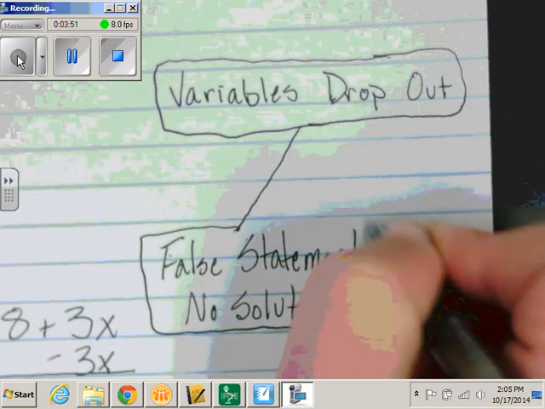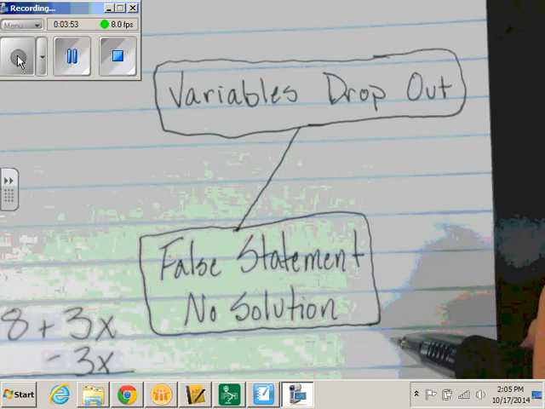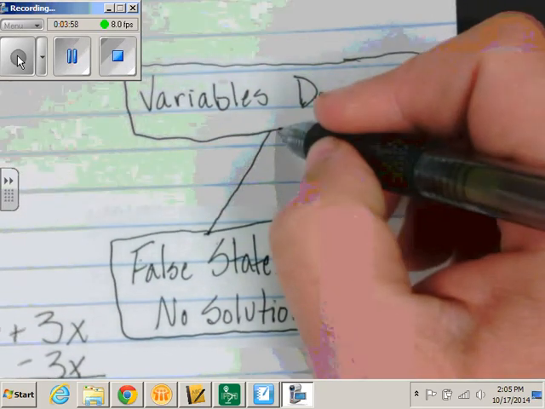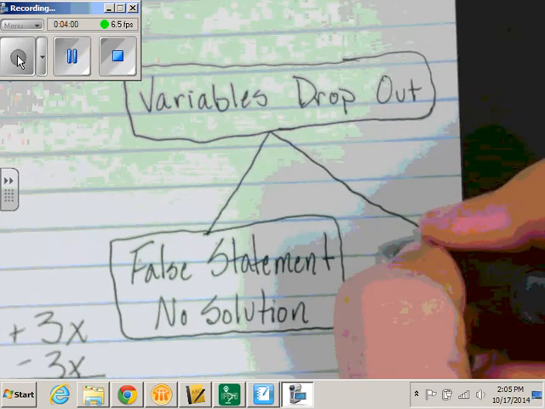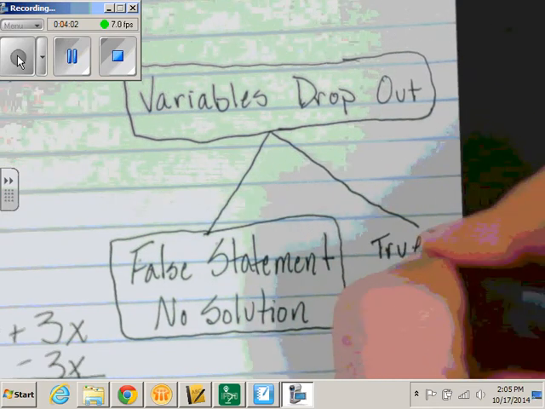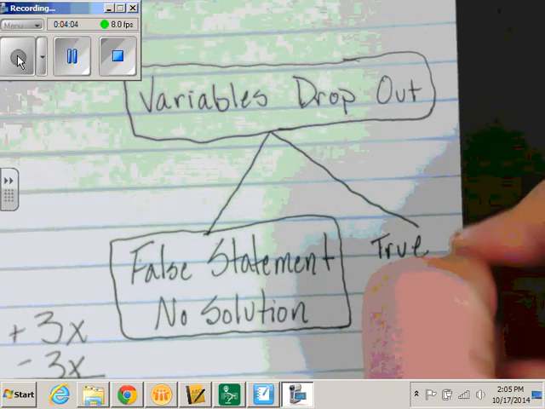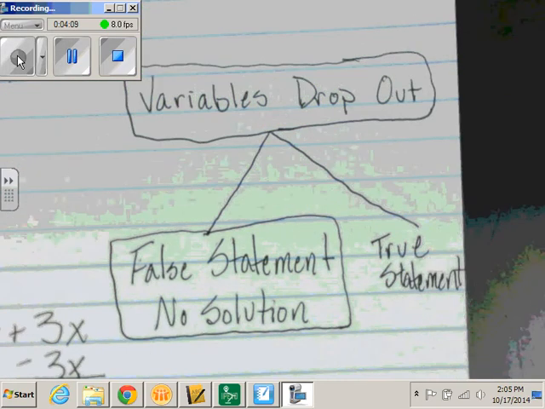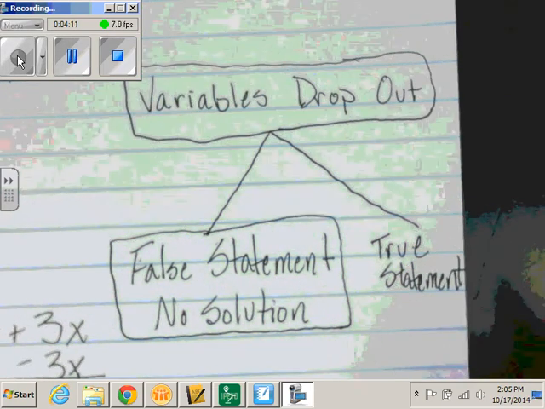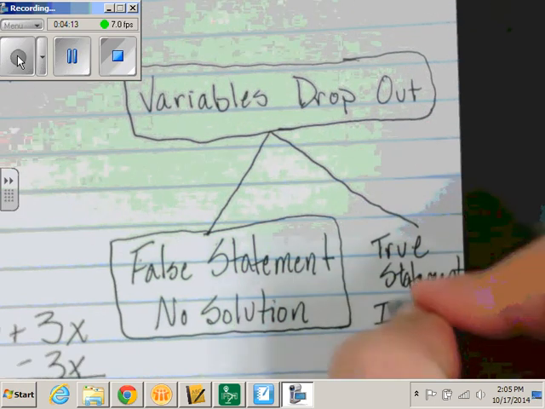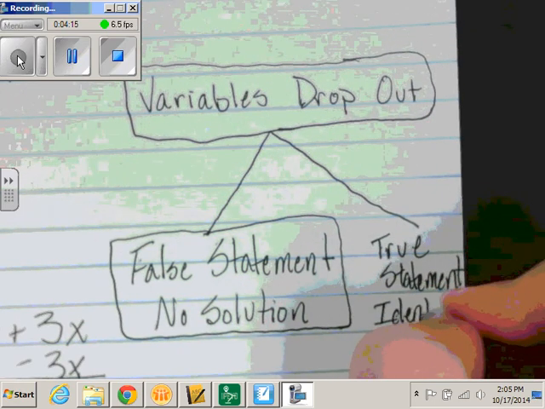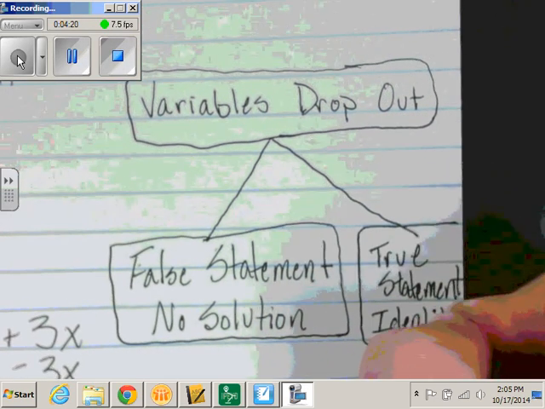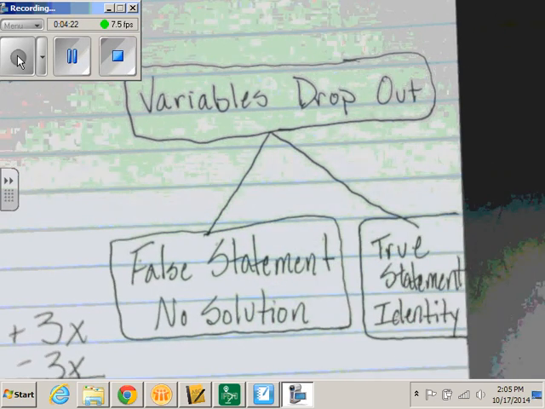The other thing that can happen is that you could be left with a true statement. And if you are left with a true statement, then the type of solution you have is called an identity. And that would mean any value you would choose for x would make the equation true. It would solve the equation, make the left side equal the right side.